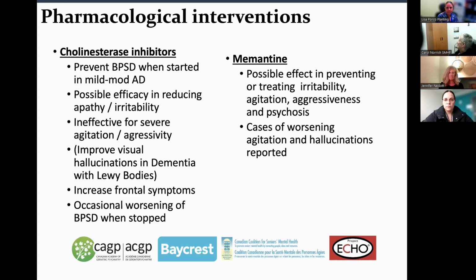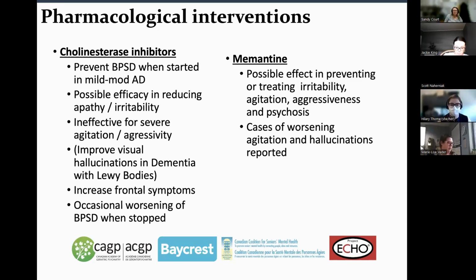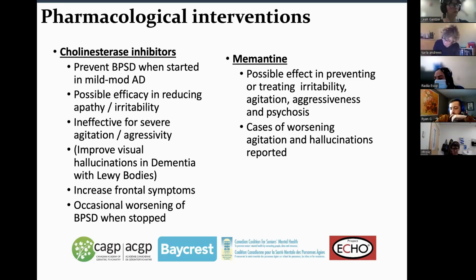There is occasional worsening of BPSD when we stop them too acutely, so one needs to be cautious about that. And with memantine, there are cases of worsening agitation and hallucinations also reported.